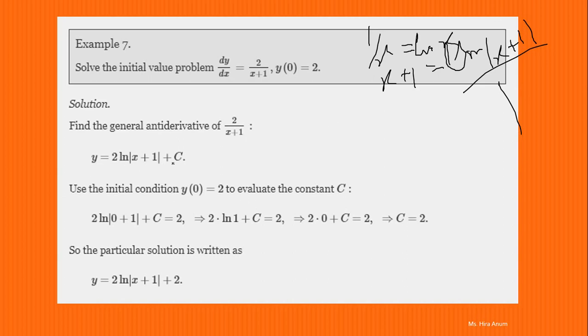So putting also the value of x equals to 1, this is here ln x plus 1 plus c. Putting the value of x equals to 0, it becomes ln 1 multiplied with 2, c value is 2, y equals to 2. Putting the value of 2, then you get c equals to 2. This is the particular solution of the equation.